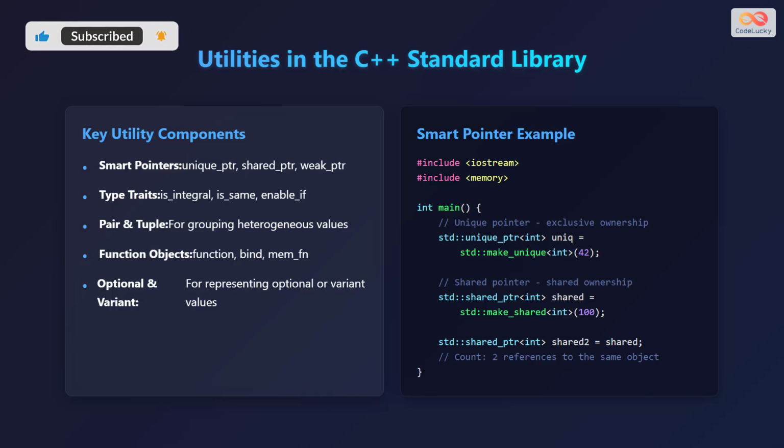Here's a smart pointer example. Include the necessary headers, iostream and memory. Then, in the main function, create a unique pointer to an integer using std::make_unique, initializing it with the value 42. Next, create a shared pointer to an integer using std::make_shared, initializing it with the value 100. Create another shared pointer that shares ownership with the first shared pointer. Now, there are two references to the same object.